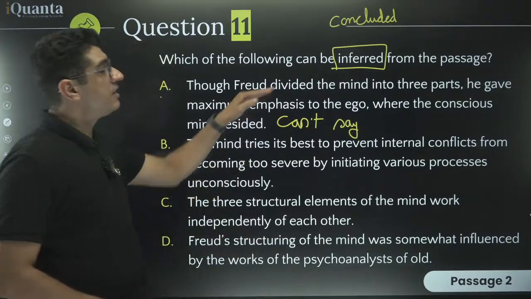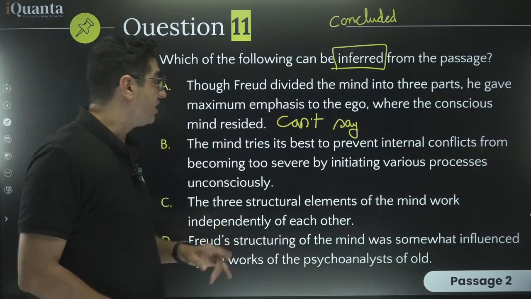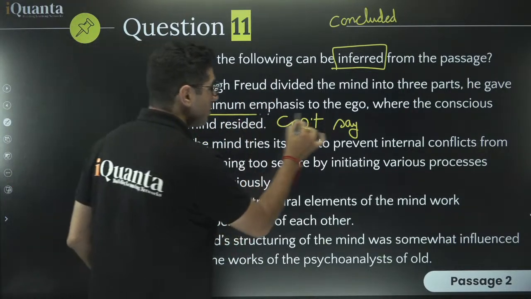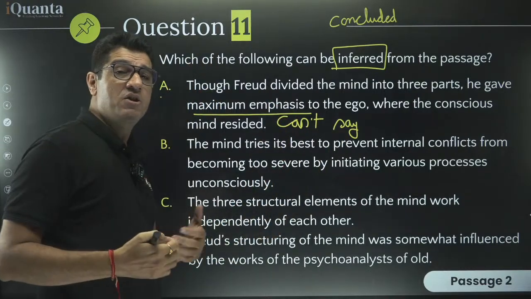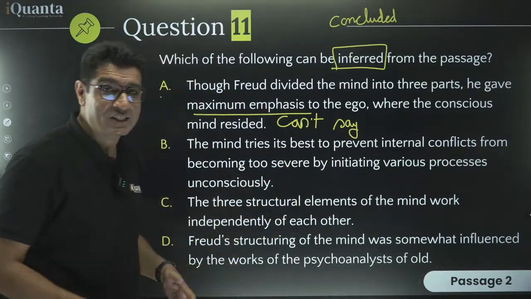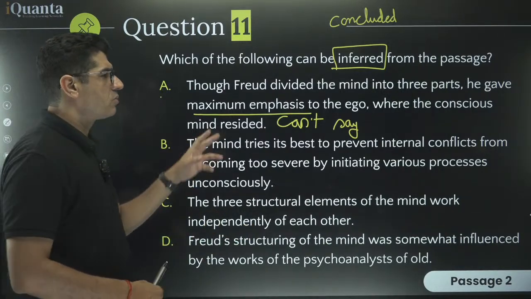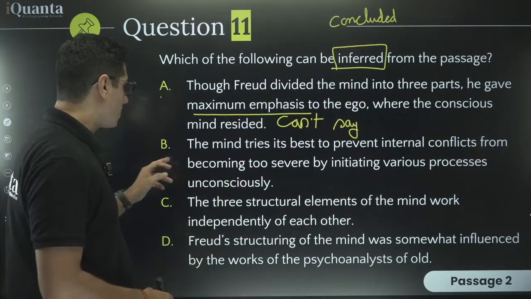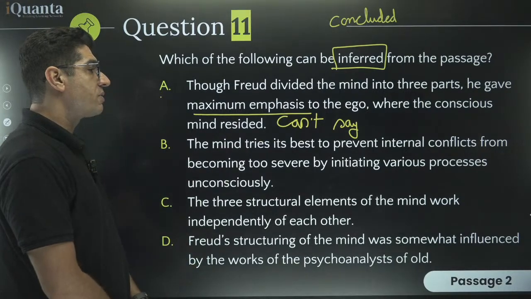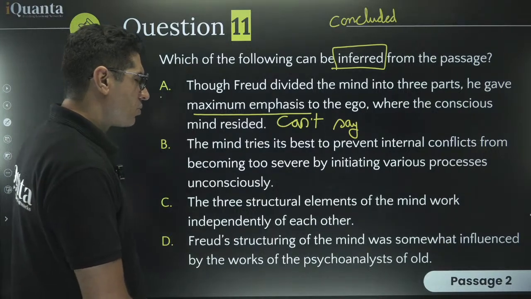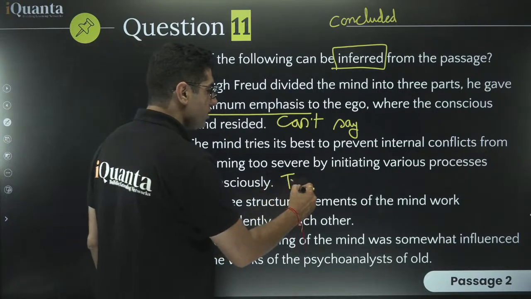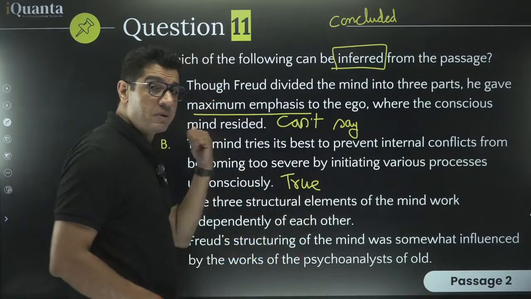He divided the mind into 3 parts, that's right. But he gave maximum emphasis to the ego is something that we cannot determine from the passage. Which part was considered more important or more emphasized upon is not mentioned. Okay, B, the mind tries its best to prevent internal conflicts from becoming too severe by initiating various processes unconsciously. True. It is based on the information supplied in the last paragraph.